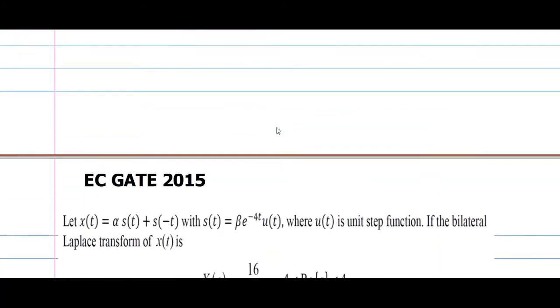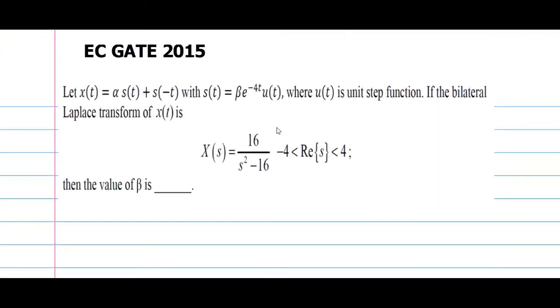Now let's look at one more question. Again it is a 2-mark question in the year 2015. So x of t is given as alpha (s of t plus s of minus t), where s of t is beta e raised to minus 4t u of t. u of t is a unit step function. If the bilateral Laplace transform X of s is given, we have to tell the value of beta. It is a numerical answer type question.